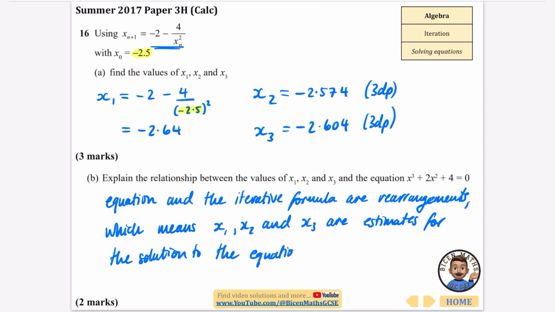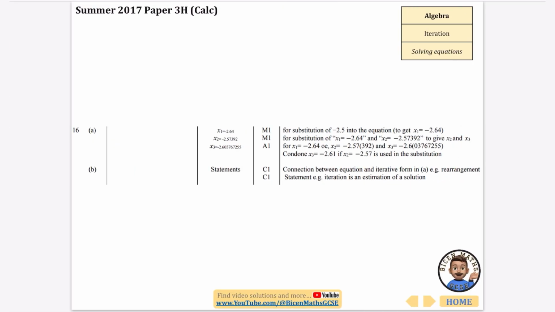And you could practice this out. If you wanted to try and rearrange this to make this the subject, you're going to start subtracting the 4, subtracting the 2x squared, and then dividing everything by x squared, and you come up with that one that you've got at the top.